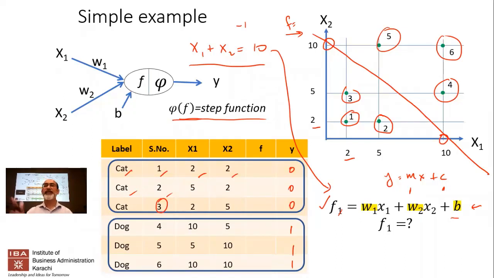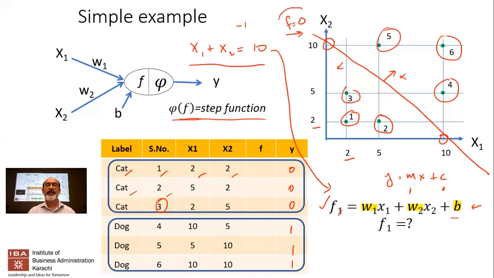F should be equal to 0. Exactly right. So the function over here should be 0. In other words, if f is greater than 0, it's going to result in y being equal to 1. And over here, if f is less than 0, the output of y is going to be equal to 0. So that's how we will know that these are dogs or cats. Okay, so we're making progress.